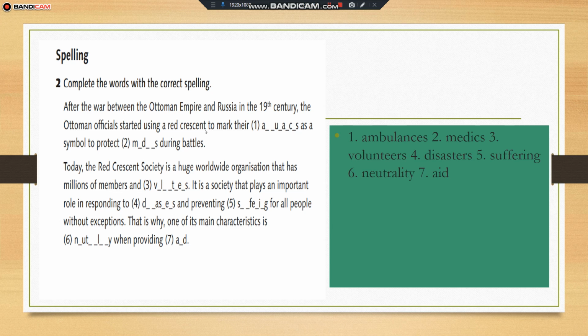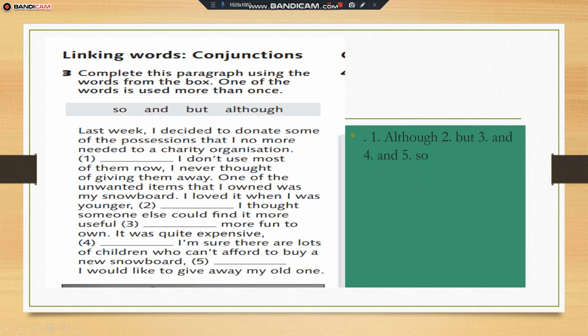Now guys, go to the next page, page 44, exercise number 3: complete this paragraph using the words from the box. One of the words is used more than once. Okay, these, guys, are conjunctions, linking words: so, and, but, although.